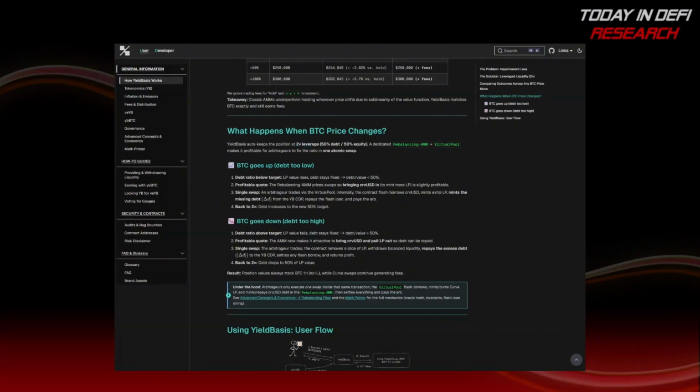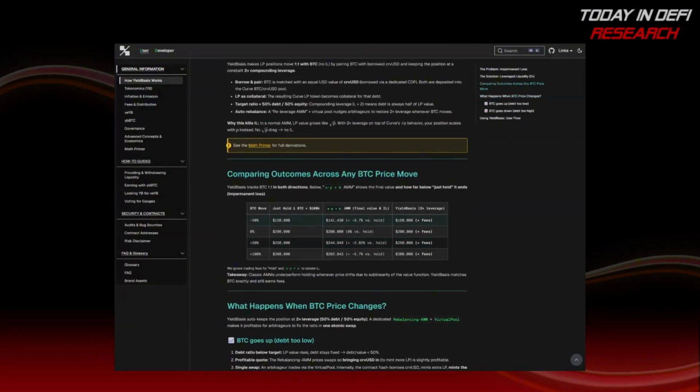Let's figure out where the impermanent loss is coming from. Impermanent loss exists basically because when the market is going up, you're selling your BTC, and if the market is going down, you're buying more BTC. So when you would have made more money just holding BTC, as a liquidity provider in your liquidity pool you are actually selling BTC. So when the market goes up, you're earning less.